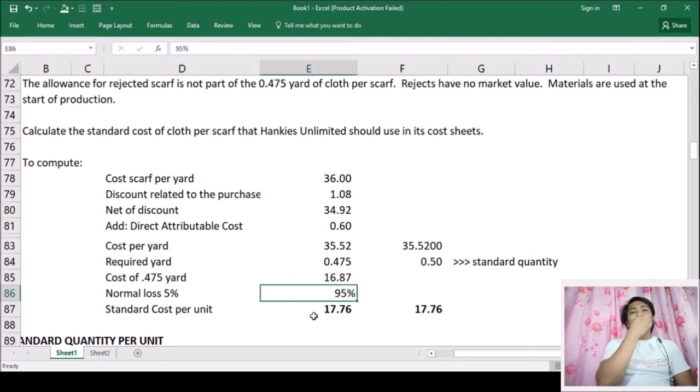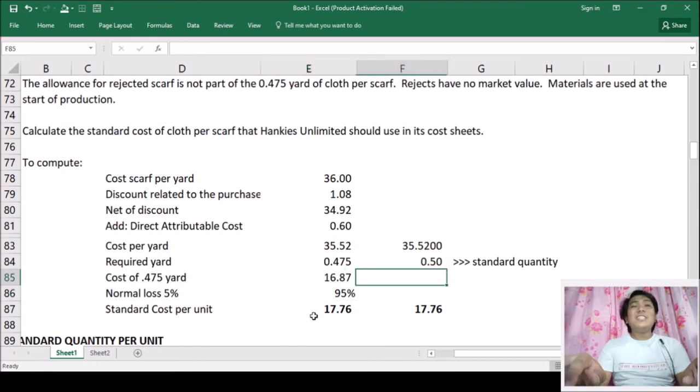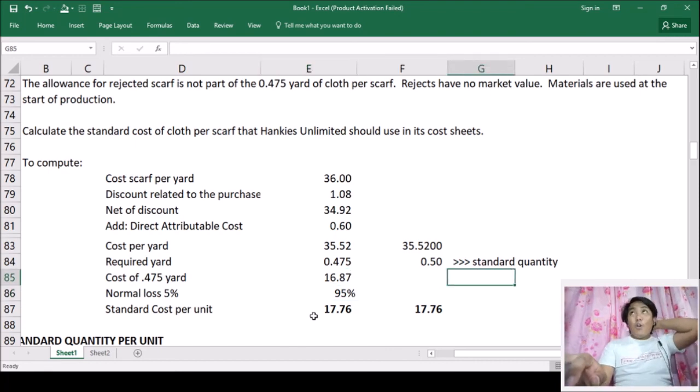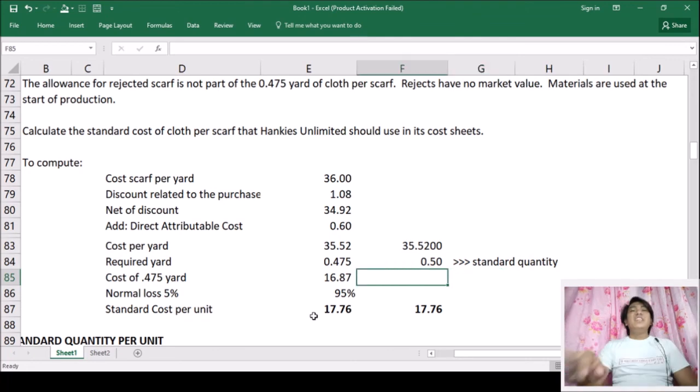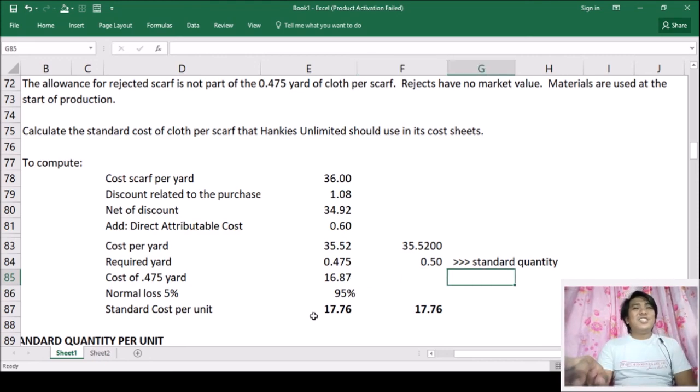Take note, we have a normal loss of 5%. Eh, bakit 95% na lang dyan? Because 100% minus 5%, ibig sabihin, itong 16.87 na to, ito yung cost that does not include the allowance for rejected scarf. Itong 16.87 is the cost that does not include, okay, the allowance for rejected scarf.